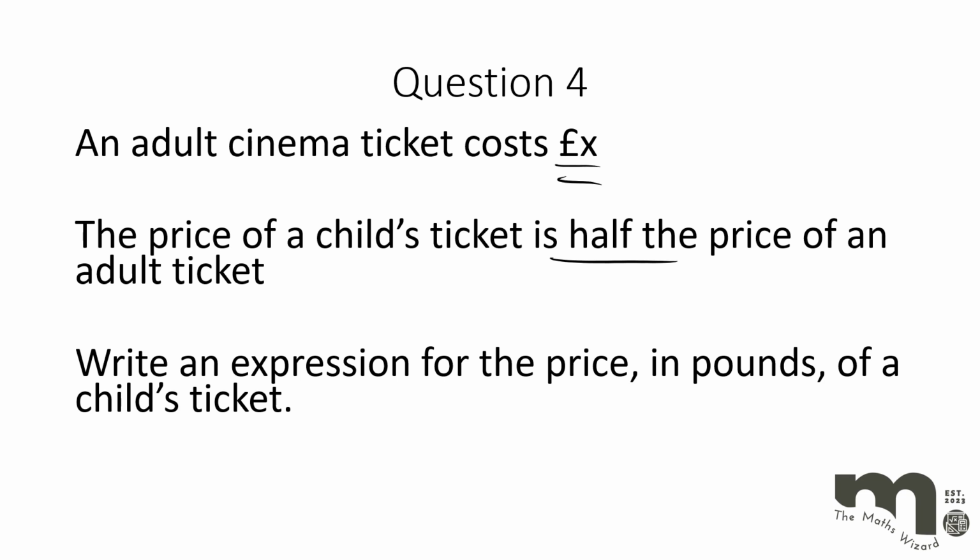Okay, key word here is that word half. So remember, when we half something, we divide by 2. So all we're doing here is x divided by 2. So let's say it was £10 for an adult ticket, you would do 10 divided by 2. But because we do not know the cost of the adult ticket, we were referring to it as x. So it's just going to be x divided by 2.